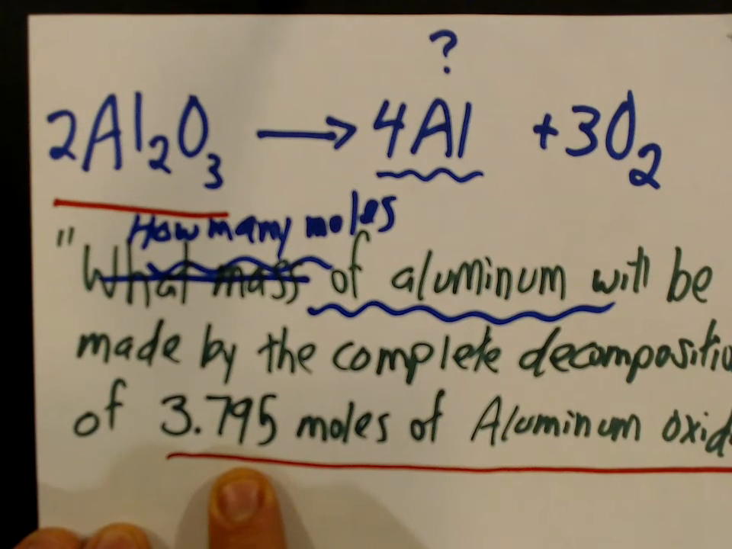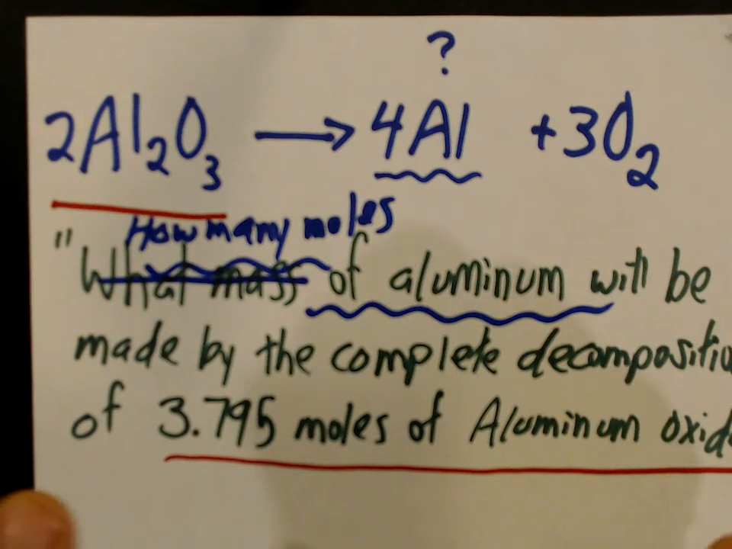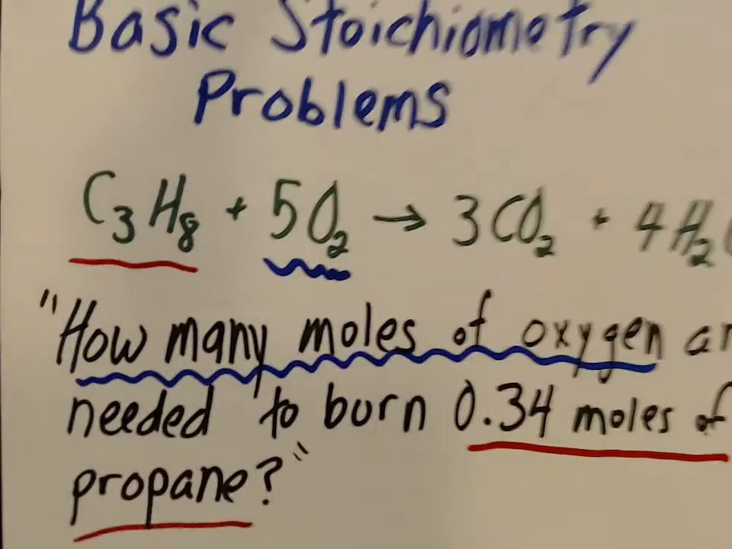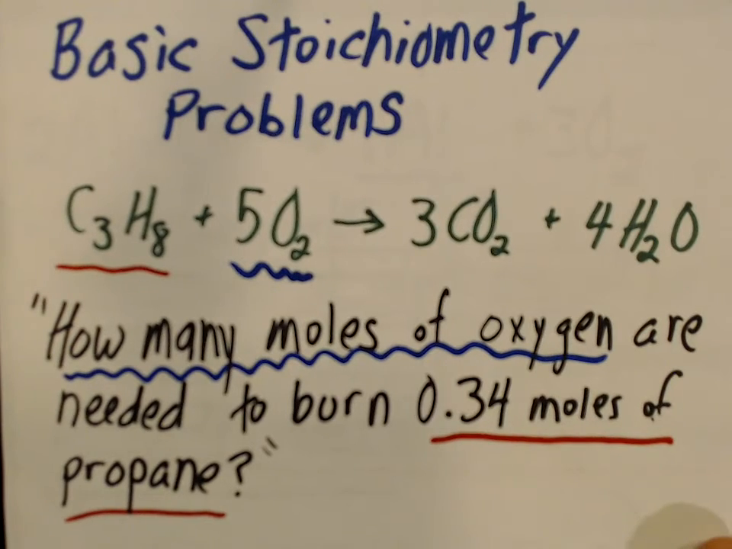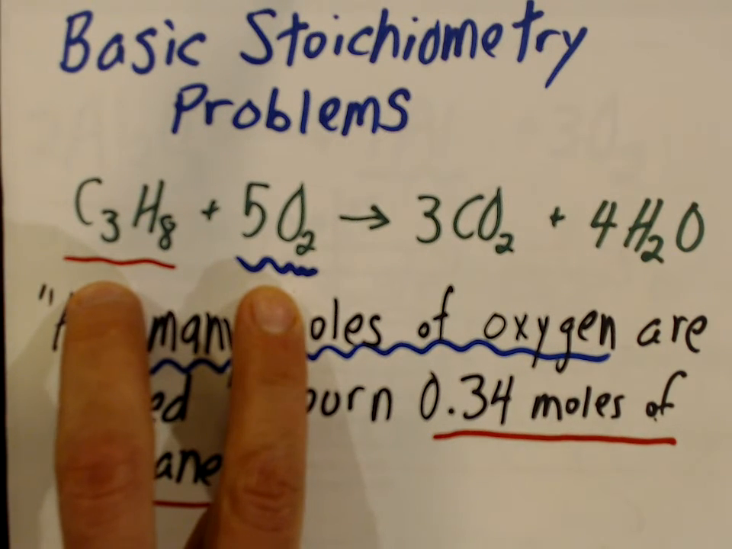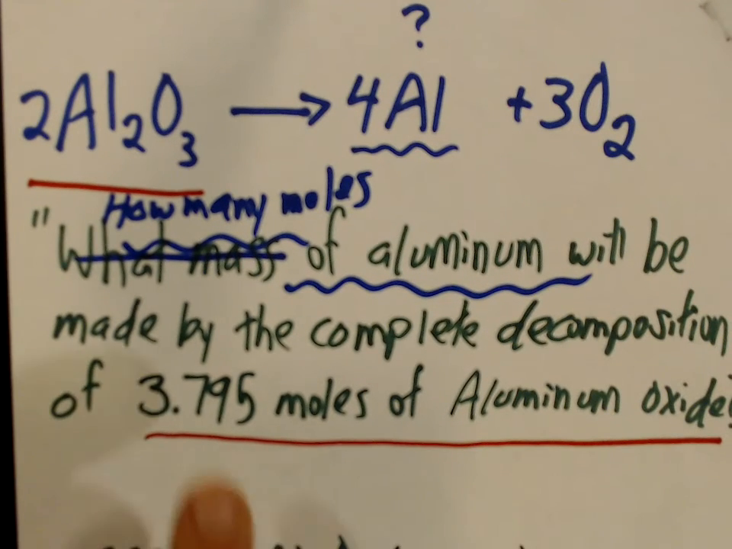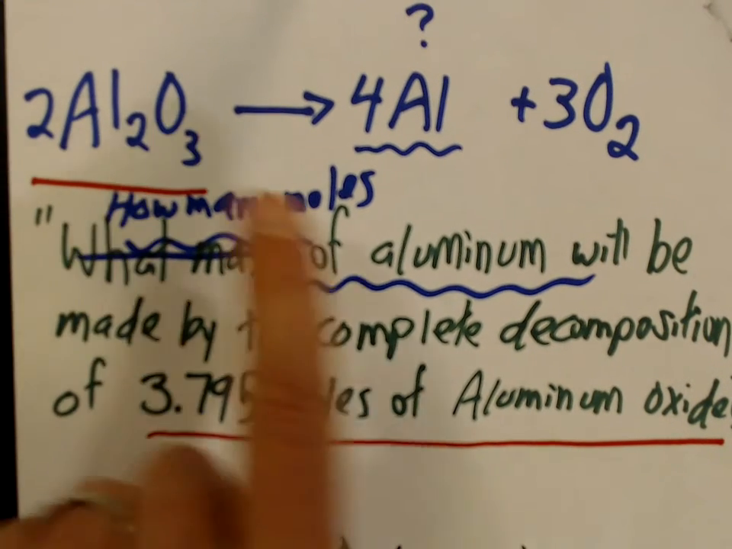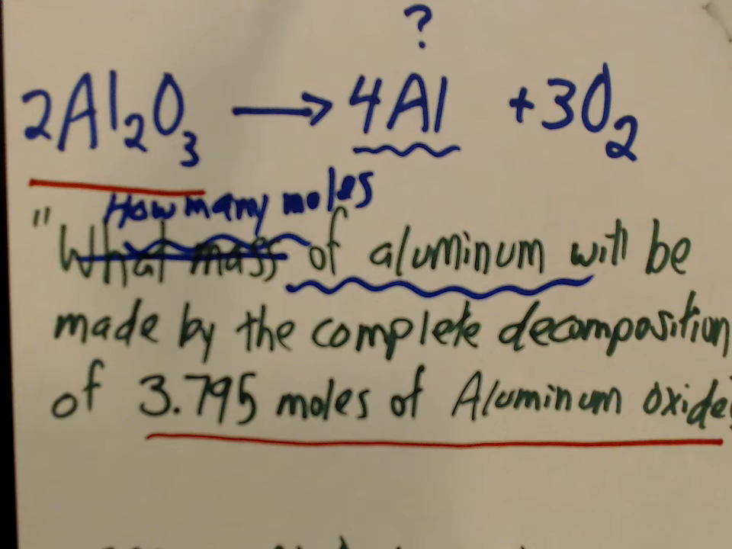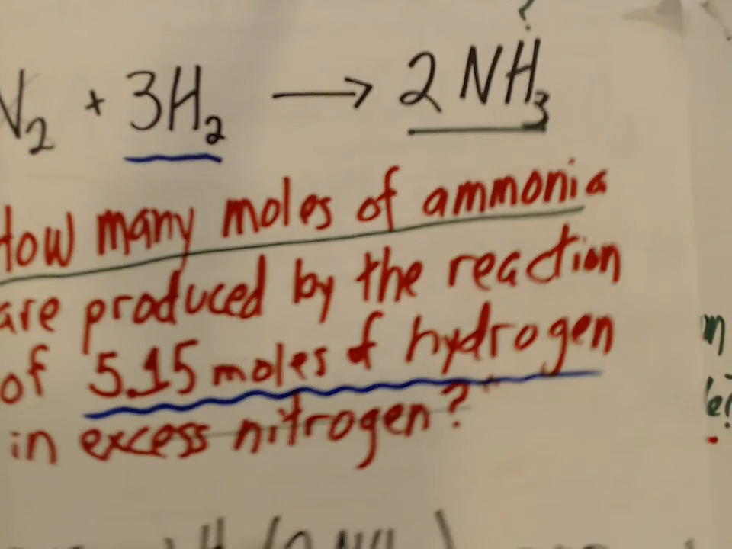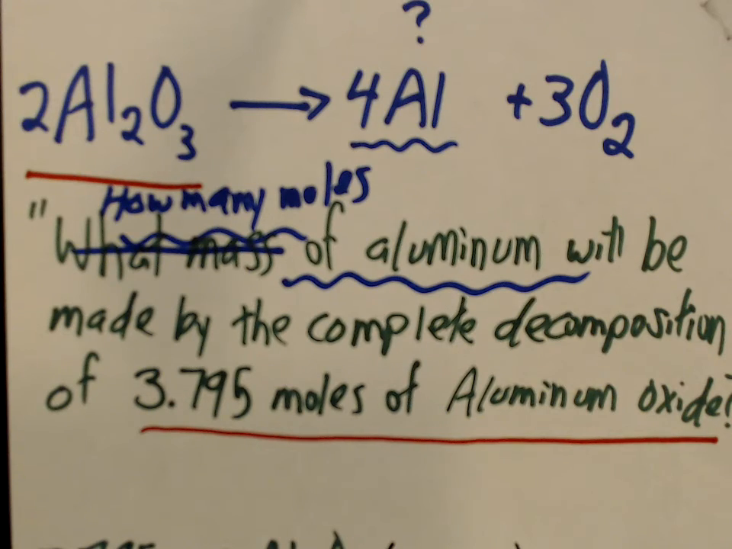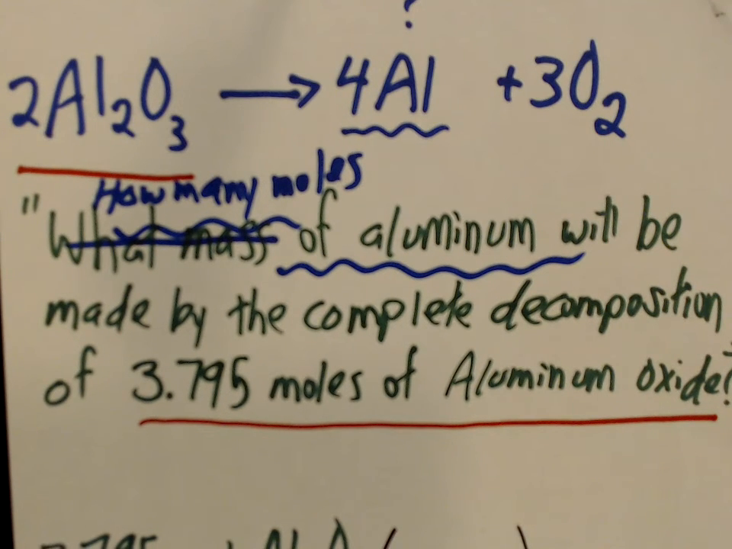Secondly, these problems really do not depend on which substance was a reactant and which was a product. This particular problem involved two reactants. This particular problem involved a reactant and a product. This one also involved a reactant and a product. Reactants and products don't really make a difference in how you solve these problems. So don't get mixed up with that.